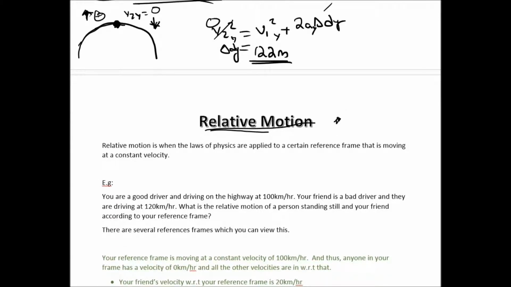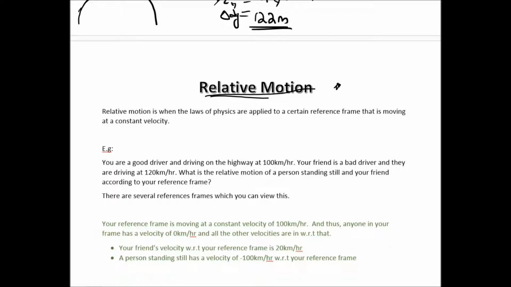So let's start with an example. It's always a great way to get a concept in your head. You're a good driver driving at 100 kilometers per hour. Your friend is a bad driver and they are driving at 120 kilometers per hour. What is the relative motion, or what is the velocity of a person standing still and your friend according to your reference frame?